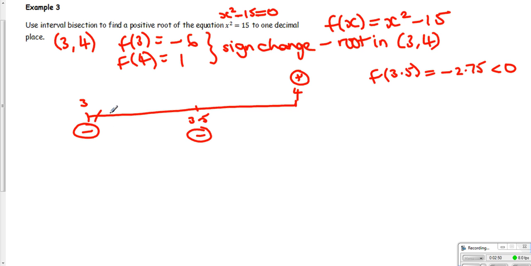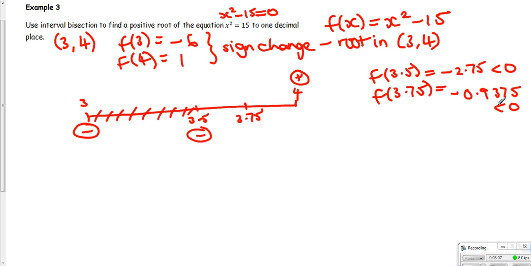So, we're not interested in this side now because we're looking for a place where the sign change occurs, and I think the midpoint of this half is 3.75. So if I sub that in, it works out to be minus 0.9375. Again, less than 0. So because we're looking for a sign change, we don't want that half. We want this half where it goes from negative to positive.